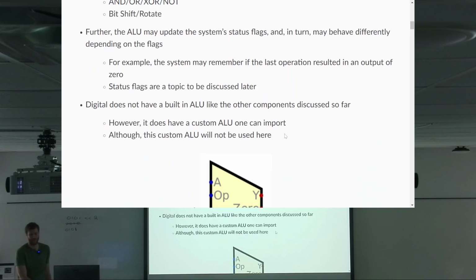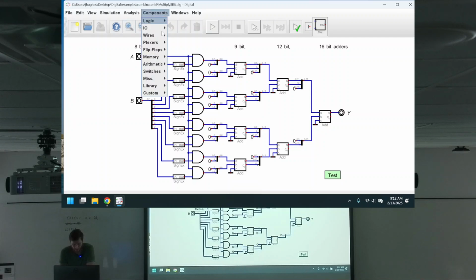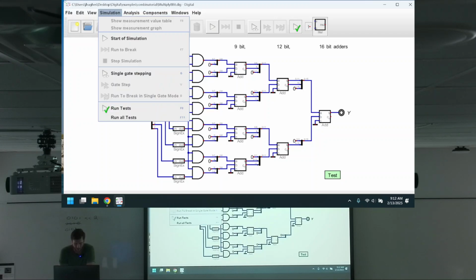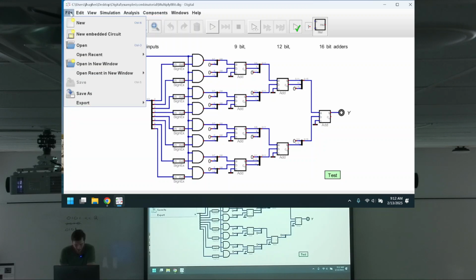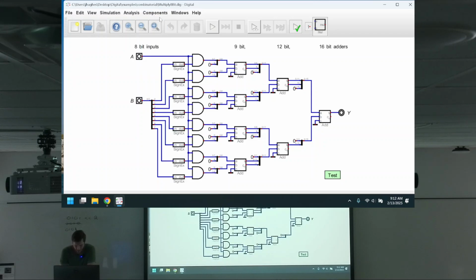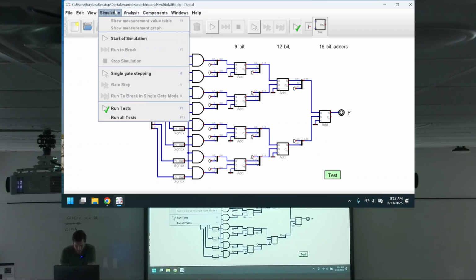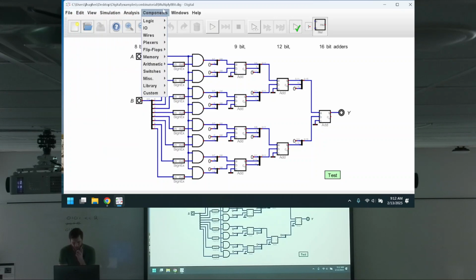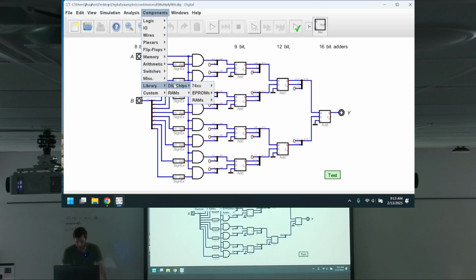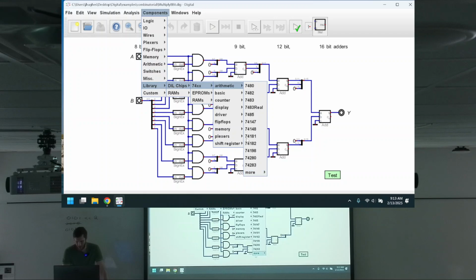Digital does not have a built-in ALU. Like if I go into here, component, there's no ALU here, but you can load up a custom one. You can import whole files, I just don't remember how right now. Library? No. So, okay, there might actually be an ALU in one of these. Arithmetic? One of these might be an ALU, I don't know.